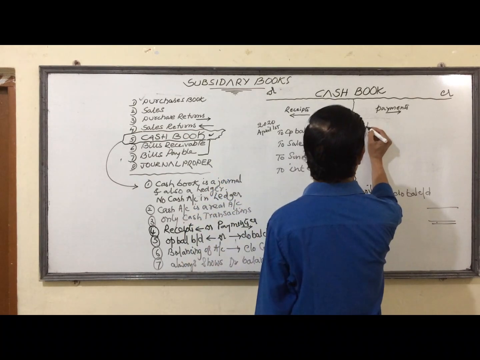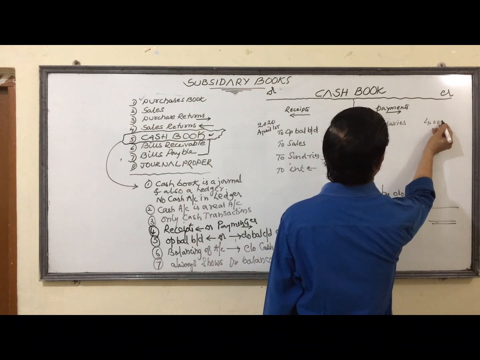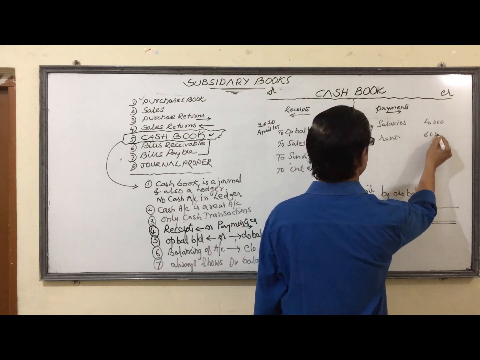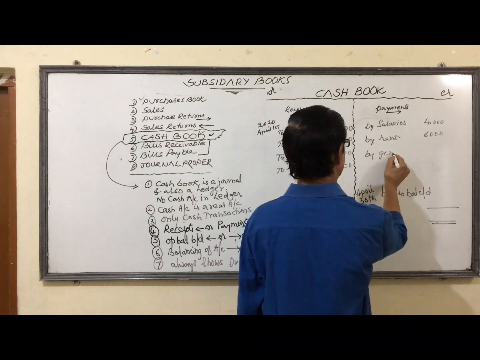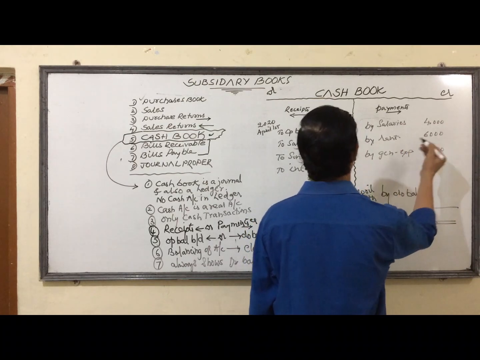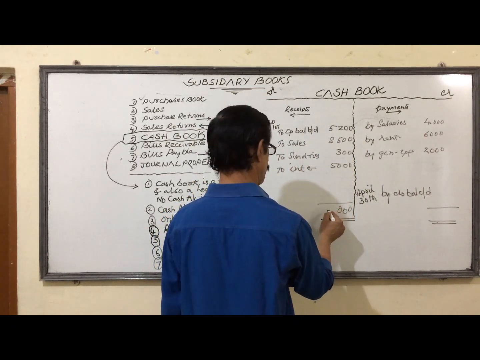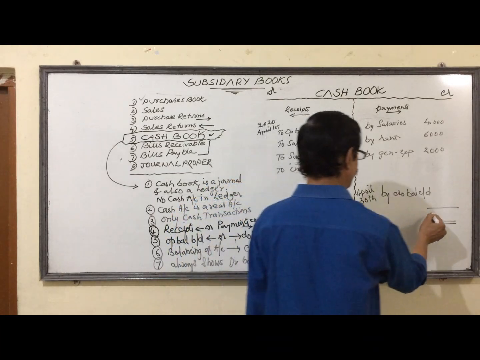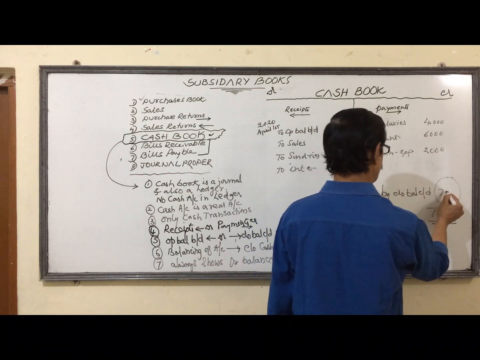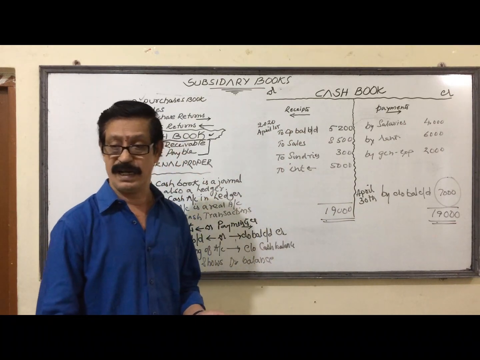Next, you paid salaries. By salaries. By rent paid. By general expenses. So whatever expenses are paid, whatever payments are made, they are all entered on the credit side. Now take the total of the debit side, take it on the credit side, and find out the balance. That is called by balance carried down. Understanding or not?